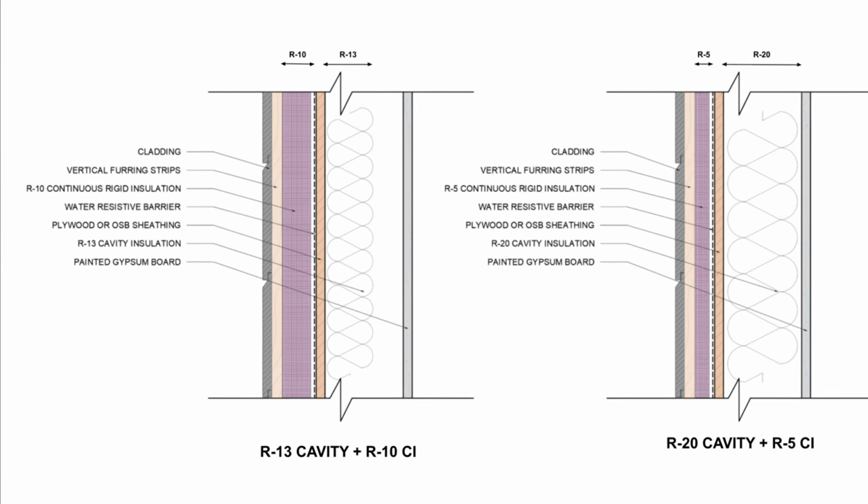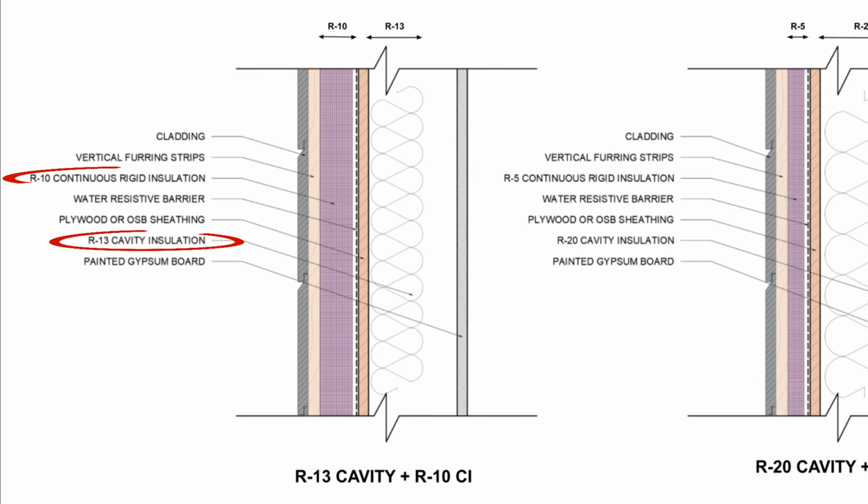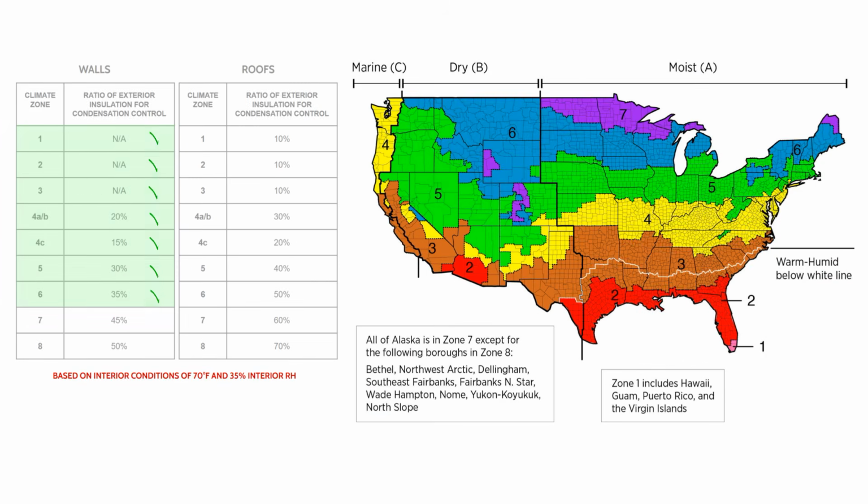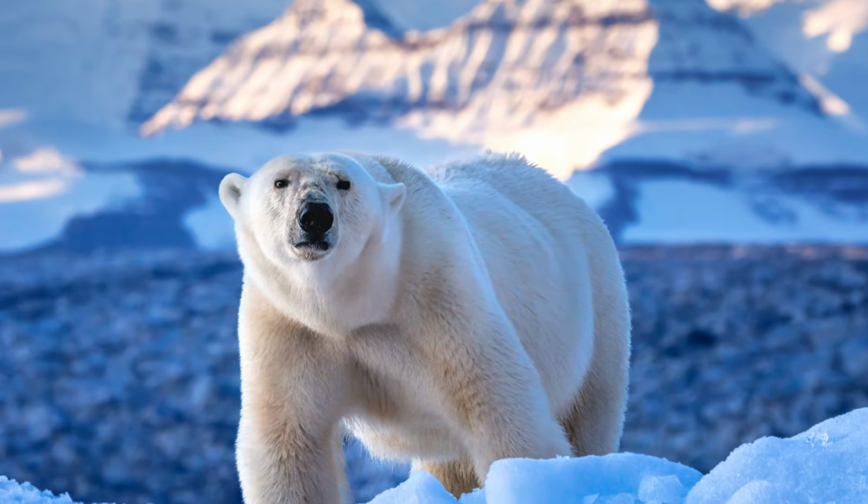So if we use R13 cavity insulation plus R10 continuous insulation on the exterior of the assembly, that gets us to about 43% of the total R value of the assembly, which will work up through Climate Zone 6. We just need a little bit more to make it work in Climate Zone 7. It's completely inadequate for Climate Zone 8. Maybe they're hoping that no one lives in Climate Zone 8.